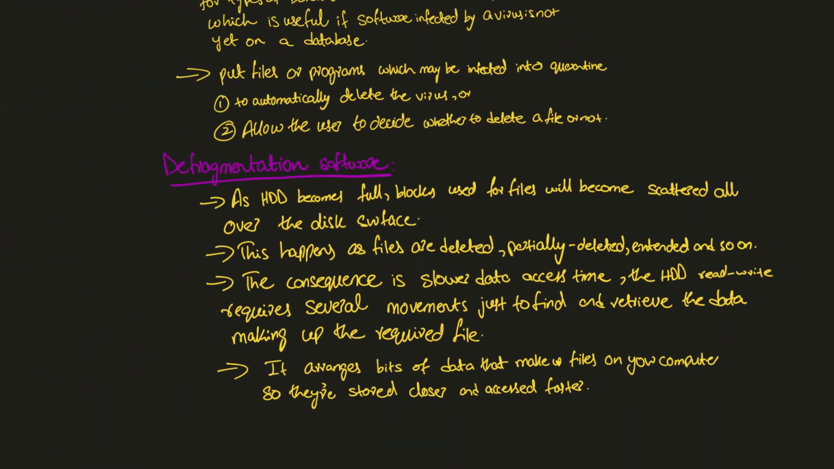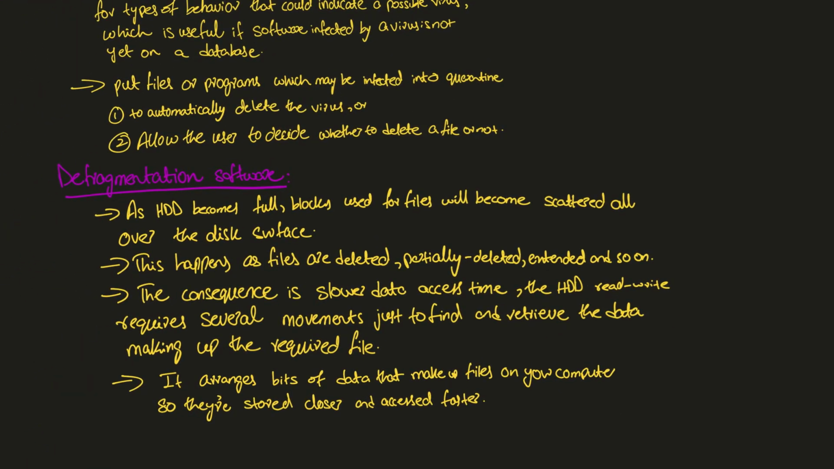Okay. So now we move on to defragmentation software, right? As you use your hard drive over and over again, you keep writing files, you keep reading them, so the files become scattered all over the disk surface, right? This happens as files are deleted, partially deleted, extended, and so on, and keep being written to, right? The consequence of this is slower data access time as they keep scattering, right?